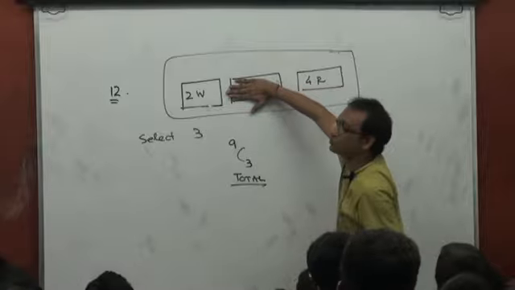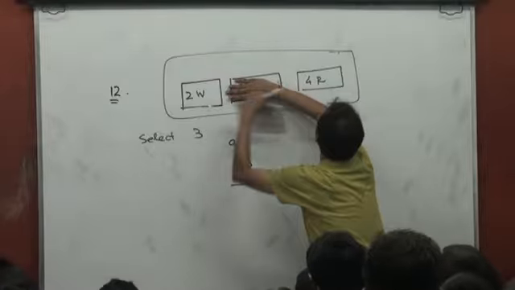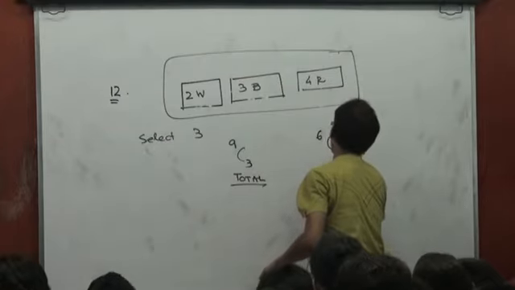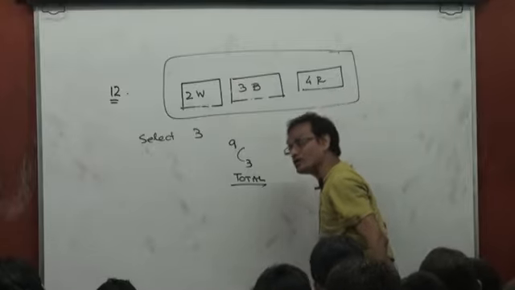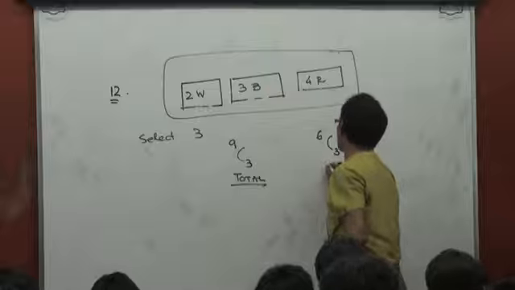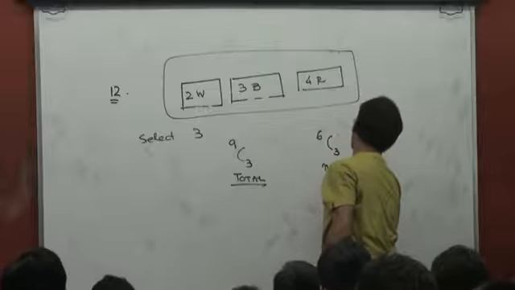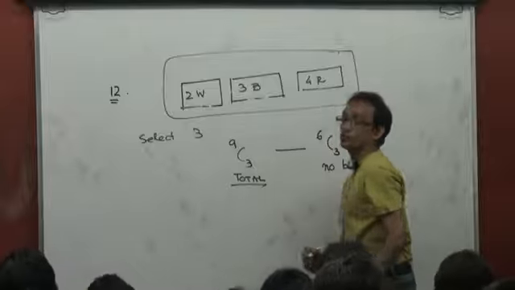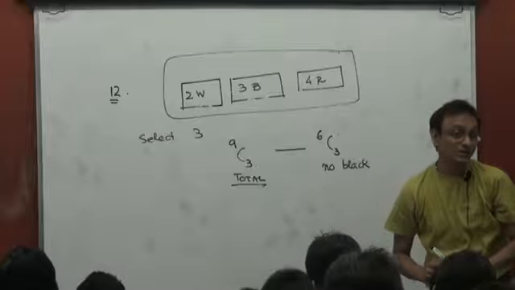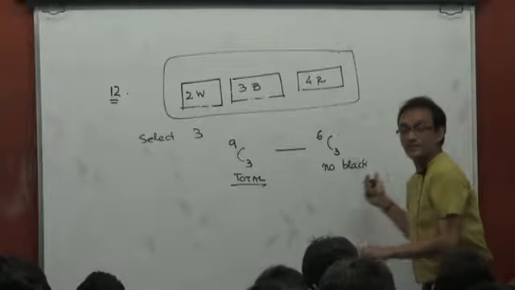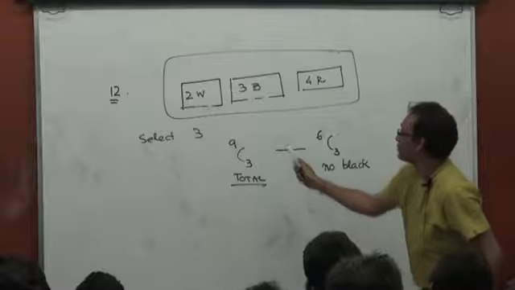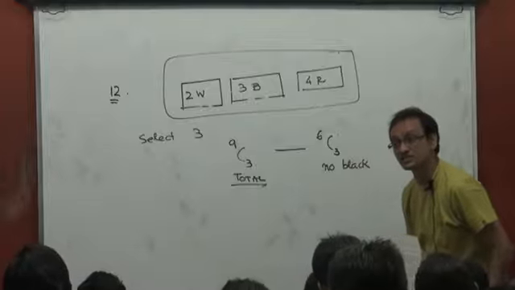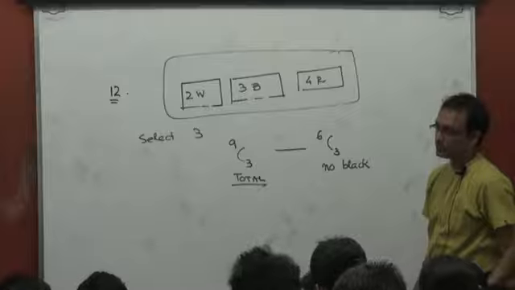6C3. Don't include the black balls, so you still have to select 3 from how many? 6. So 6C3 would give me the number of ways in which I could select 3 balls such that no black ball is included. These are the total number. From the total number I exclude those in which there are no black balls. Then I get those in which there is at least 1 black ball. So 9C3 minus 6C3 will give me those ways in which there is at least 1 black ball, right?